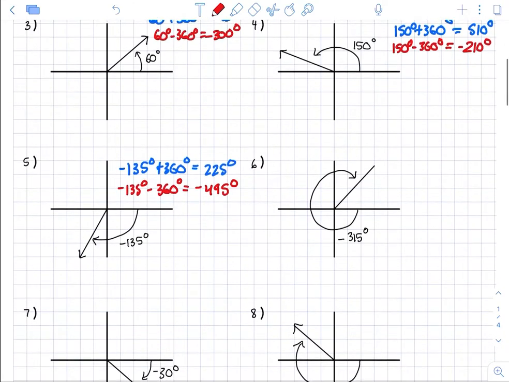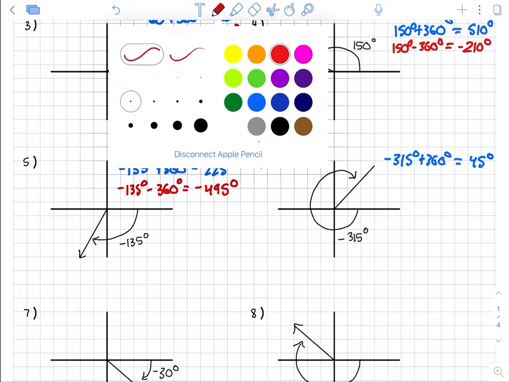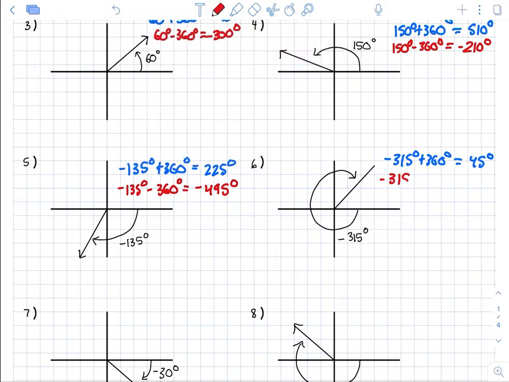Number 6. So negative 315 degrees. Remember, clockwise is negative. Now we need to find two angles that are coterminal, meaning they both end up at that exact location. Let's find the positive one first. Negative 315 degrees plus 360 is 45 degrees. And then to get another negative coterminal angle, let's just subtract 360, so that's going to be negative 675 degrees.